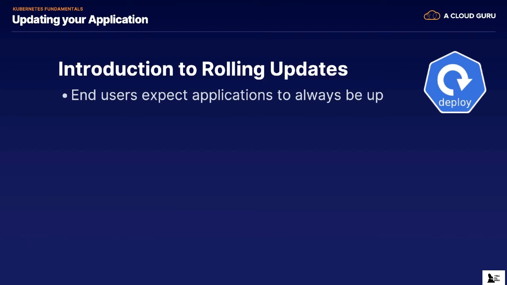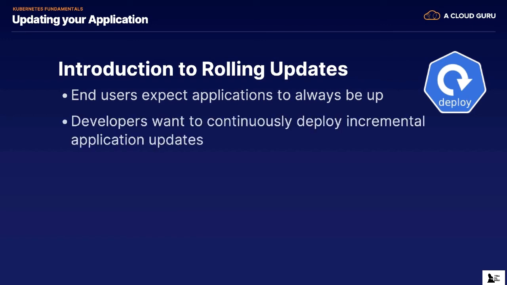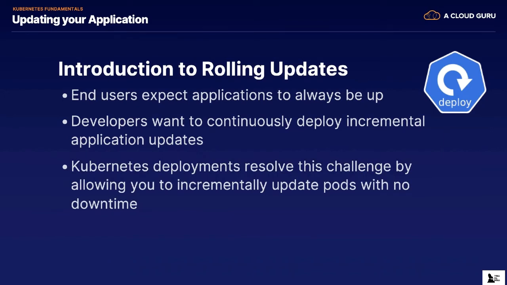Now, this comes about because your end users expect applications to always be up. They get this expectation from things like Gmail and Facebook, which always seem to be up. Well, guess what? Those web-based applications most likely run Kubernetes. I know that Gmail does. At the same time, your developers want to continuously deploy incremental application updates. And the great thing about Kubernetes is that you can use deployments to meet these challenges, because that's exactly what Kubernetes rolling updates do. They allow you to incrementally update your pods with no downtime.